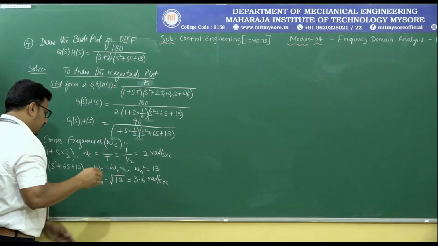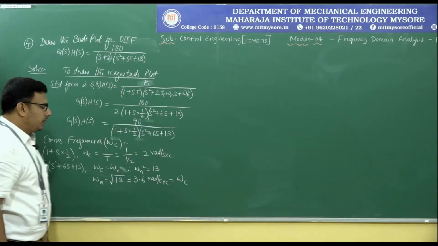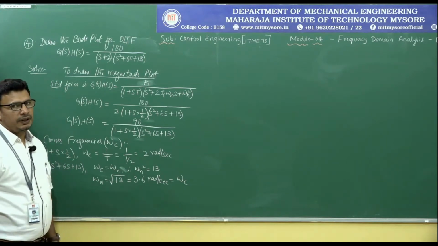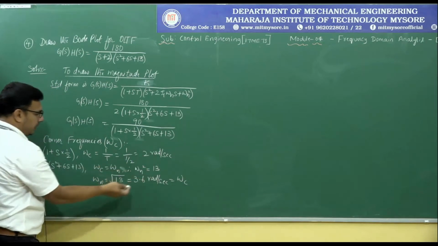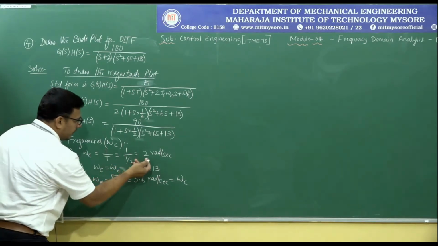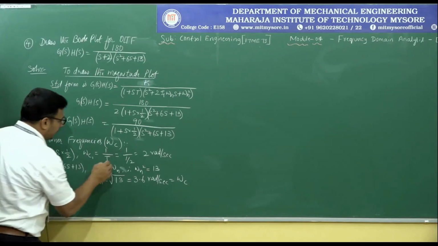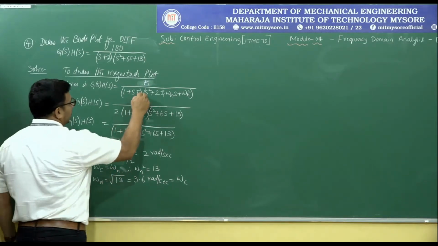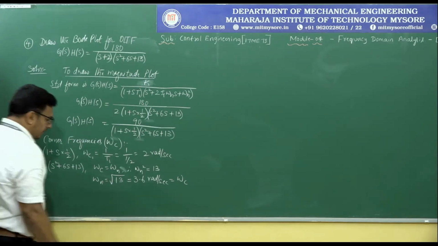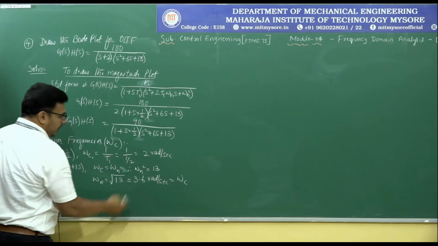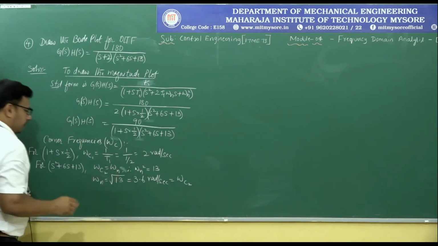Root of 13 is nothing but 3.6 radians per second. Now, this is your corner frequency. The lowest corner frequency should be corner frequency number 1. So, the lowest among these two is 2 radians per second. Name that WC as WC1 and T as T1. Then the next corner frequency is 3.6 radians per second, name it as WC2.